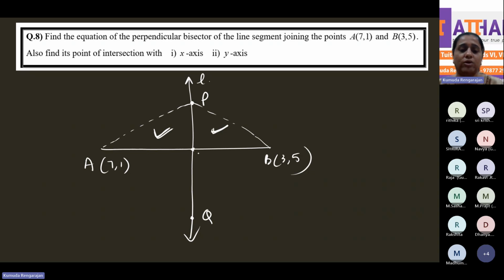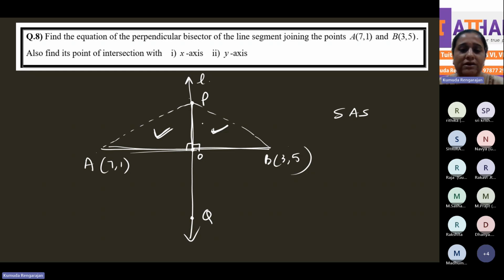If I mark this point O, triangle POA is congruent to triangle POB because PO is the common side, the angle is 90 degrees, and OA is equal to OB because it is the perpendicular bisector. So OA will be equal to OB. So by the SAS congruence criterion, the two triangles are congruent. PA is equal to PB by CPCTC. But you can just write PA is equal to PB.